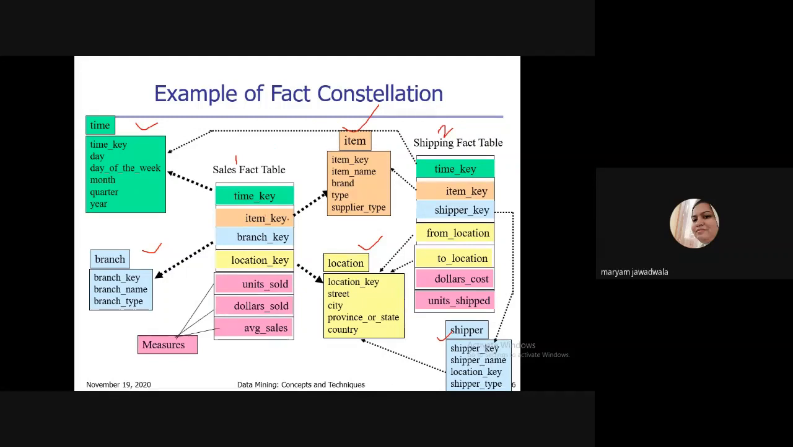The first fact table connects 4 dimensions, and the second fact table, the shipping fact table, connects location, then item, and then shipper. So here, in the shipping fact table, you are going to connect the time dimension, item dimension, shipper dimension, and location dimension. And two measures are there, that is dollars and units shipped. Okay, so this is the example of fact constellation schema.